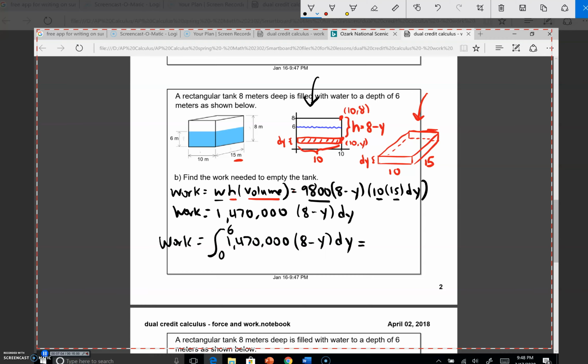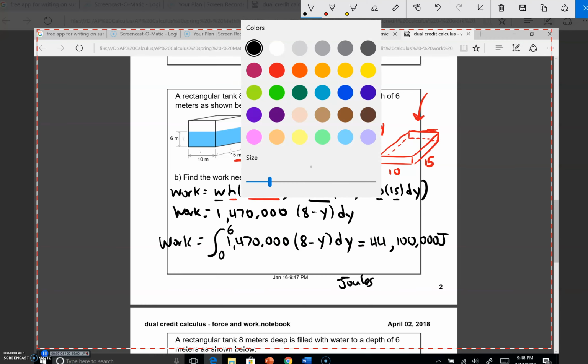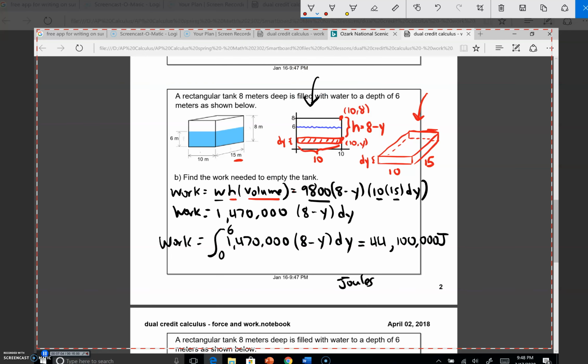If you enter that on your calculator and just evaluate the integral, you're going to get 44,100,000 joules. Work is measured in joules, we'll just use J. Again, a check to make sure you have the right limits of integration would be the maximum and minimum distance that you have to move things, meaning when you plug these limits of integration into that distance right there, you should be able to get the max distance and the min distance that something would have to be moved.